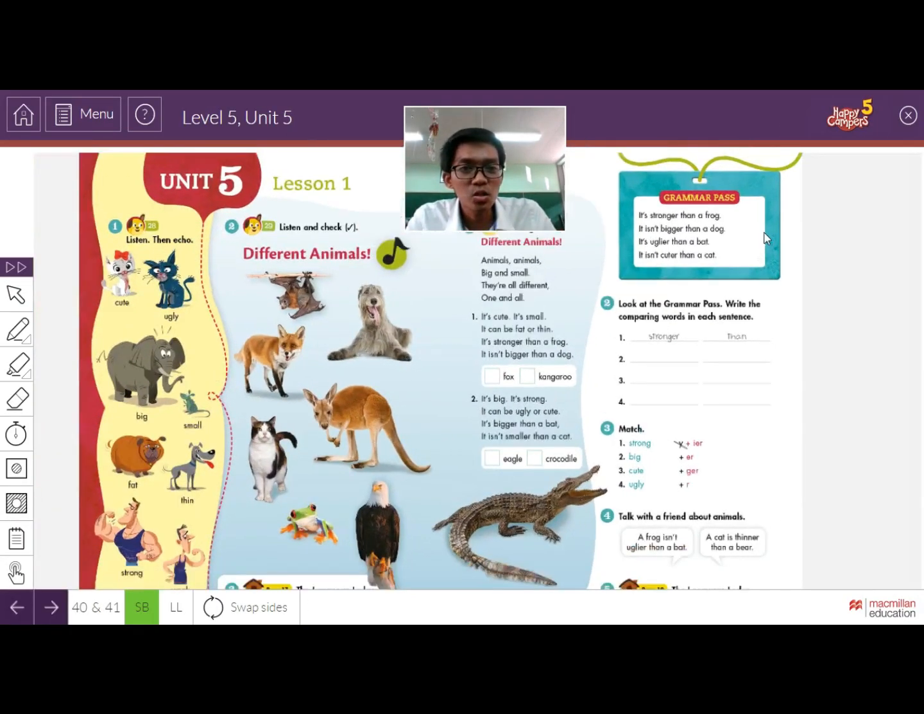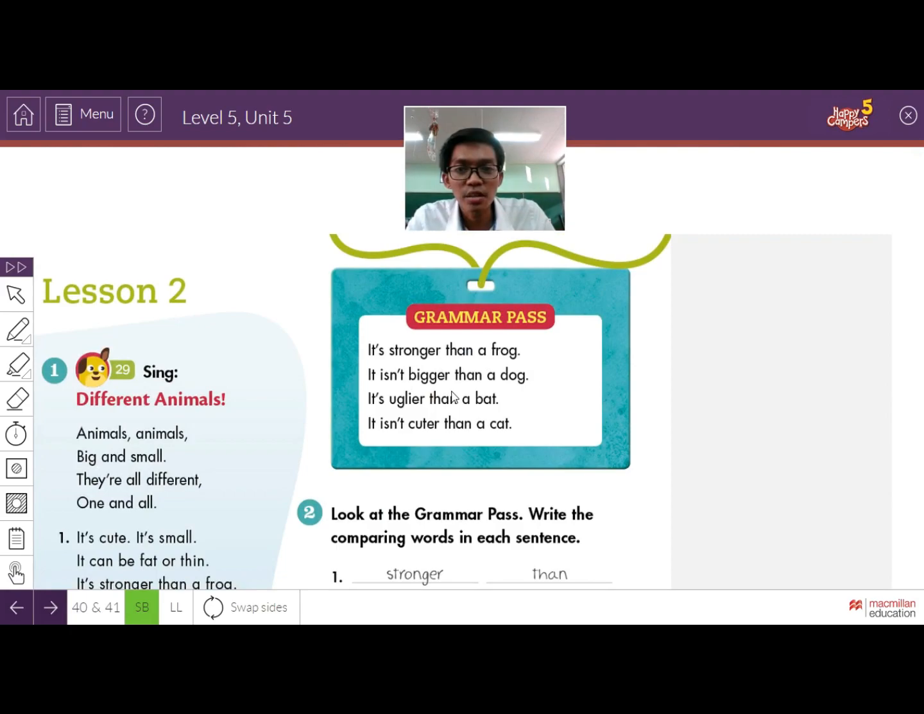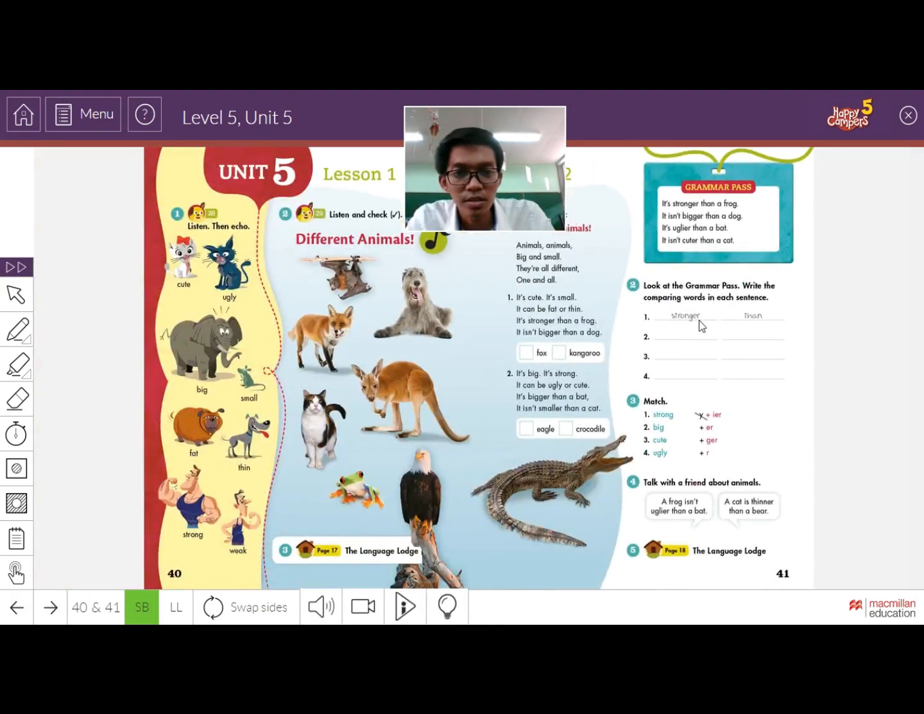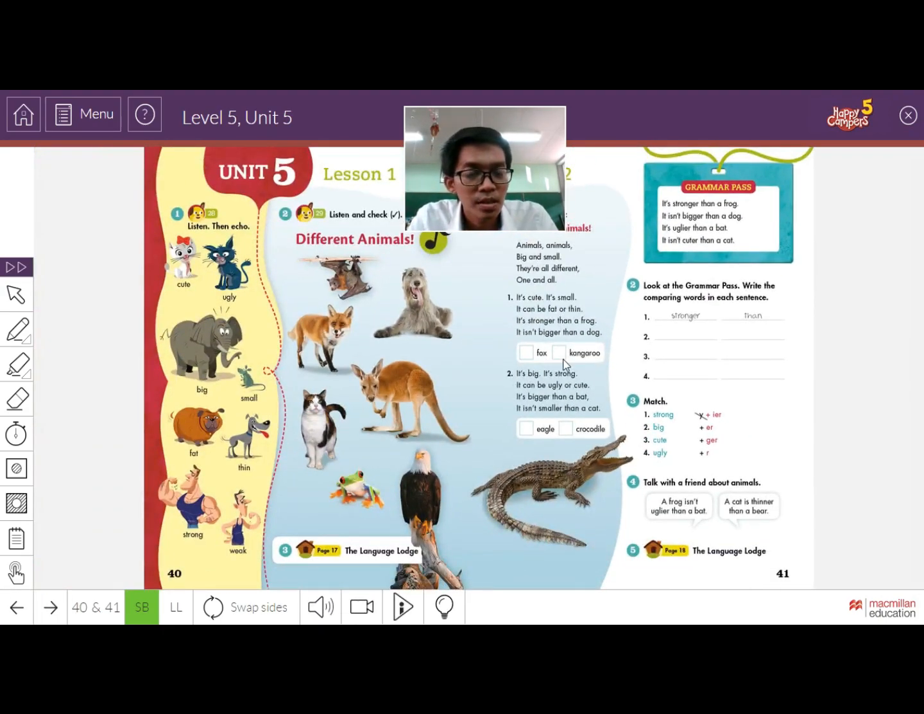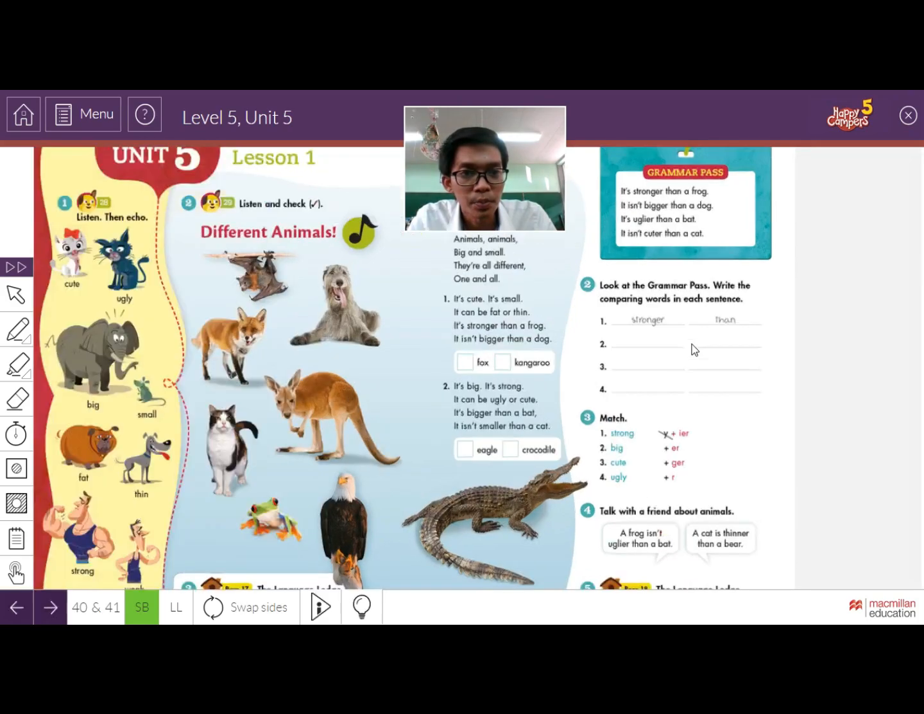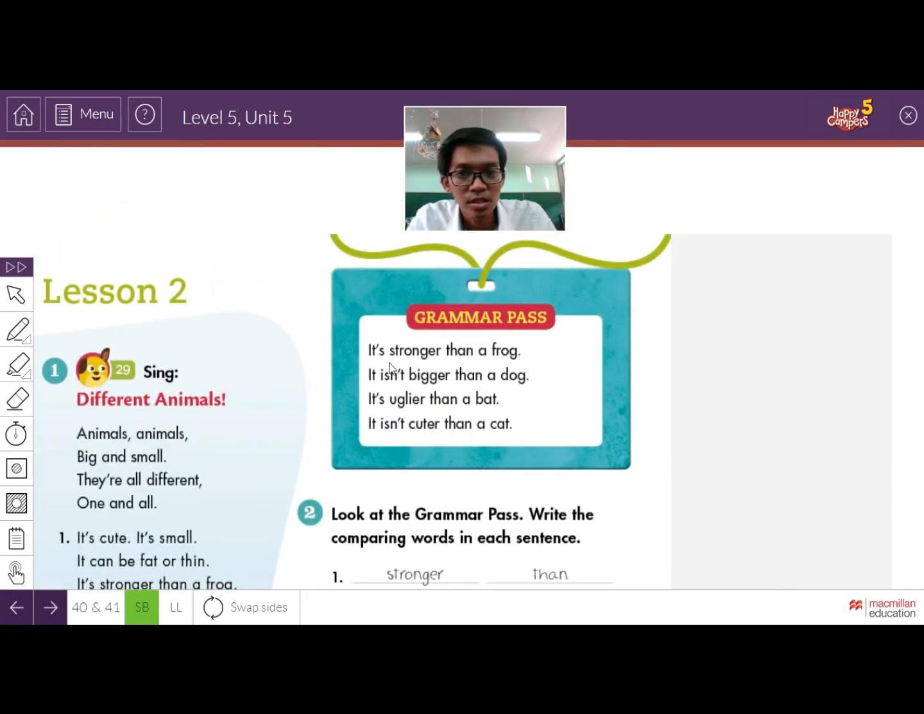Okay, now let's try this one. Grammar pause. It's stronger than a frog. It isn't bigger than a dog. It's uglier than a bat. It isn't cuter than a cat. So in this part, you have to look at the grammar pause, right? Comparing words in each sentence. Here you have to write the comparative adjectives, or the comparing words, based on these sentences.